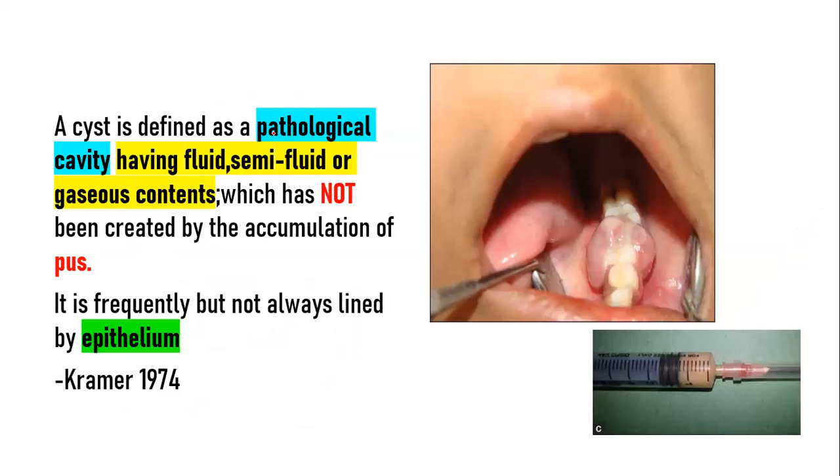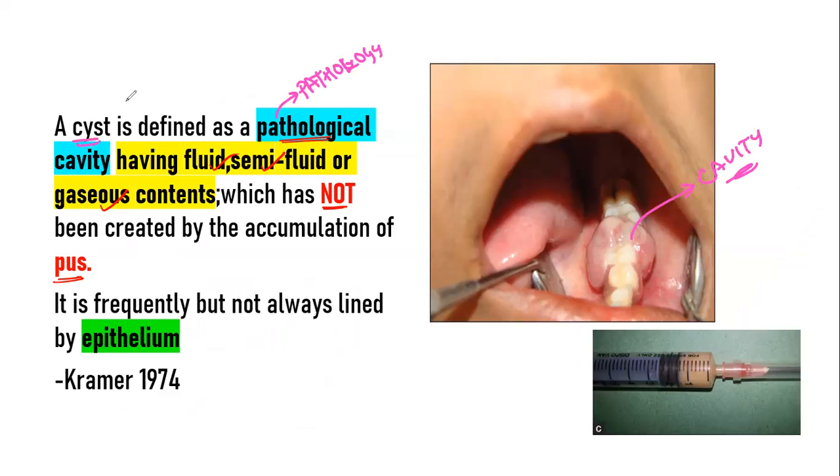So a cyst is defined as a pathological cavity having fluid, semi-fluid or gaseous content not created by the accumulation of pus. So to break down this definition, the first part tells us that this is a pathological cavity. This is not normally seen. As in the image on the right, this is a swelling that normally does not occur. It is a pathological cavity.